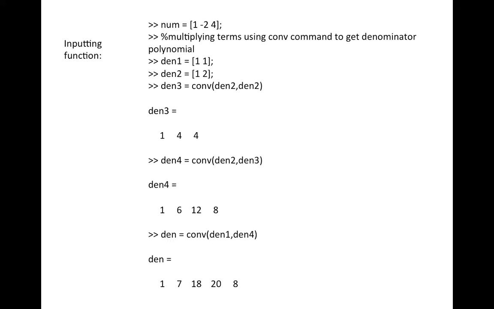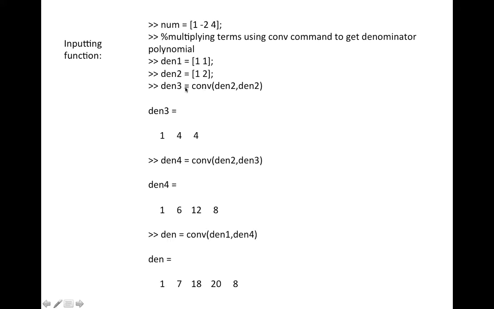MATLAB understands that you are giving it transfer functions, or Laplace domain functions, because MATLAB was originally developed for controls applications. So it has some very nice defaults where it is very forgiving of things like this. But if you were to try to multiply denominator 2 times denominator 2, MATLAB is going to think you're trying to do matrix multiplication. So by using the convolve command, MATLAB understands you're actually multiplying functions in the S domain.